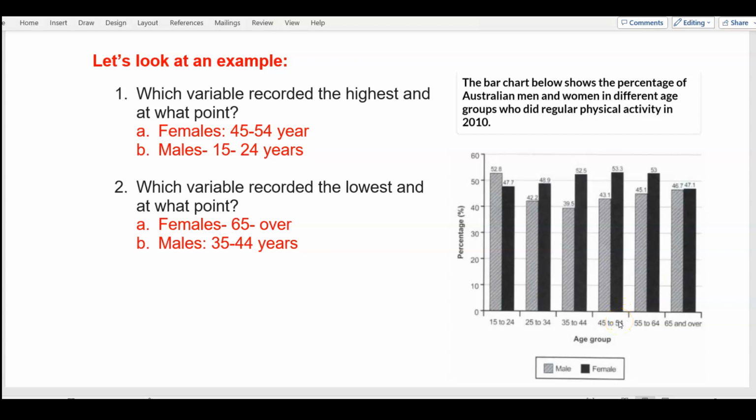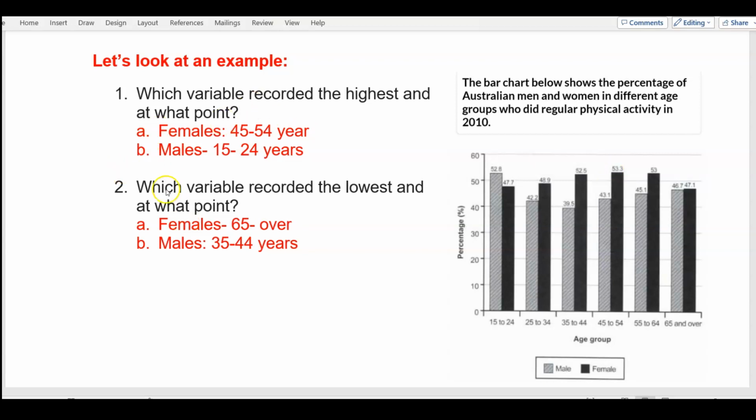What about the males? If you look at this side, you can find that for the males it's from 15 to 24. The age group 15 to 24 recorded the highest number of people that like to do a lot of regular exercise in 2010. So we know that the highest in the males was between 15 and 24, while the highest in the females was between 45 and 54. Right, so we've got one point here.